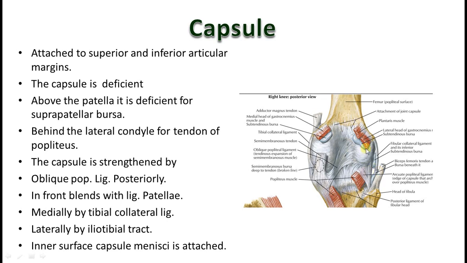Then to the interior of the capsule, even the menisci get attached. So we will see the menisci after a few slides, one by one. So that is about the capsule, attached mainly to the periphery of the articular margins, and it has two openings, one for the suprapatellar bursa antero-superiorly, and behind the lateral condyle for the tendon of popliteus.